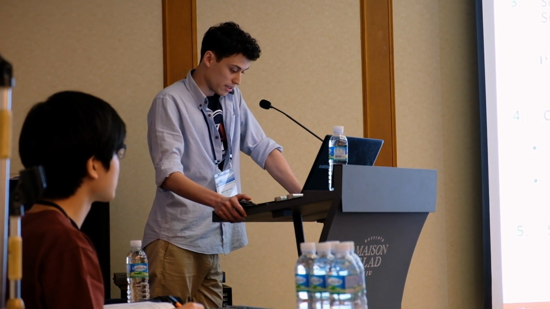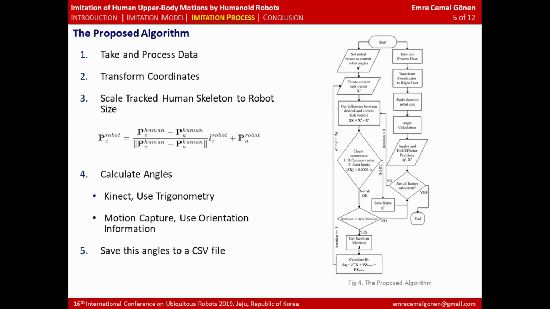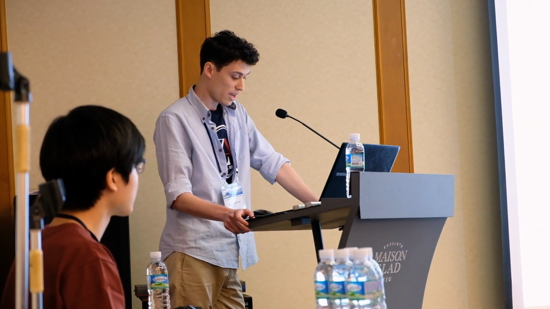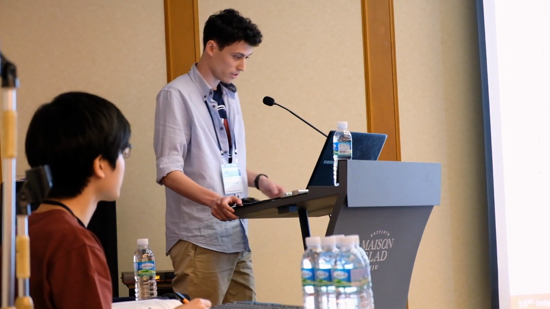Here, I propose an algorithm in a flowchart. Now let me explain it. First, we take data from sensors and process it. Second, we transform coordinates. Then we scale the human size down to robot size, considering both direction and their lengths. After that, we calculate joint angles. In Kinect, we use trigonometry, but in motion capture, we use orientation information of the sensor, and save these angles to a CSV file to be used as reference angles in the inverse kinematic solution.